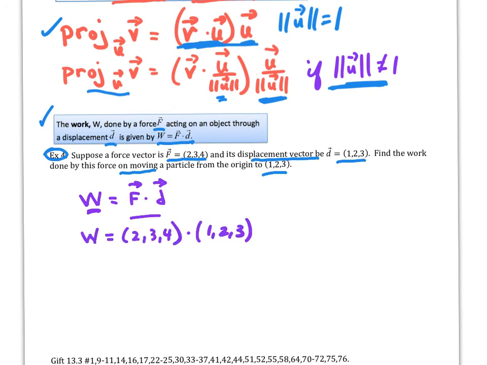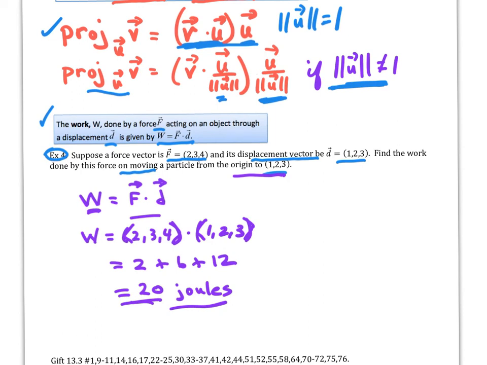I'm using the parenthesis notation. A lot of books will also use these more triangular brackets, but this is just going to be equal to 2 plus 6 plus 12. So that's 18, 20. So the work being done by this force in the direction to move it from the origin to (1, 2, 3) is going to be 20. And we represent that as joules. Some of you have learned this a little bit in physics so far, but that would be the work units that we have.